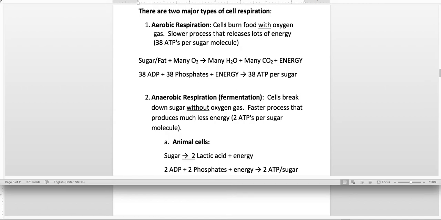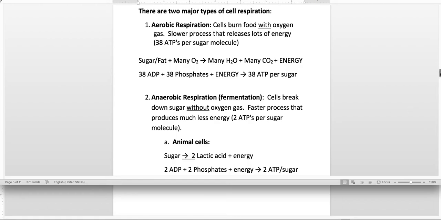So you can see you get almost 20 times more energy from doing aerobic respiration on food as you do from doing anaerobic respiration of food. The other problem with anaerobic respiration is you can only do it on sugar. You can't break down fat without oxygen.